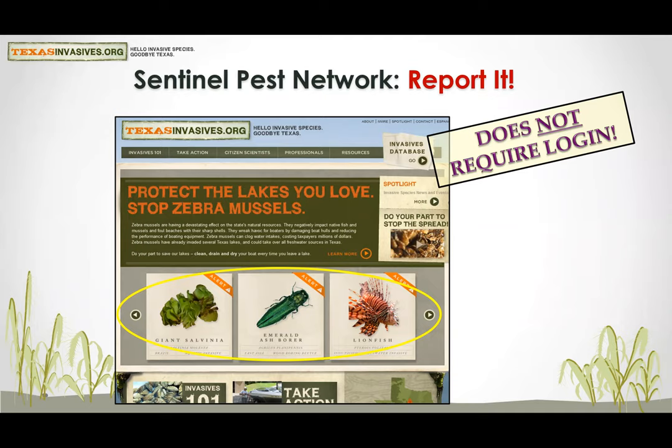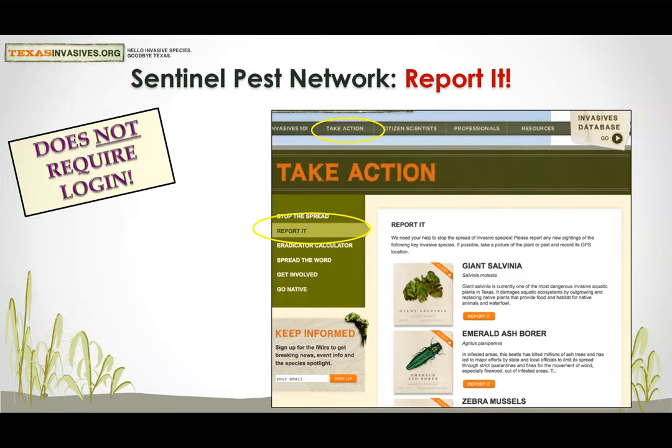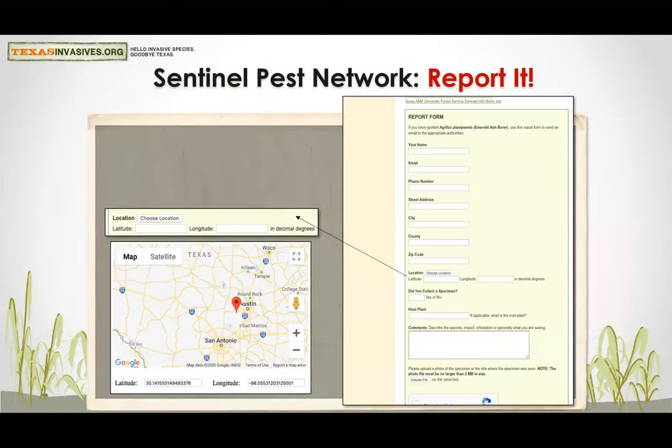Those are all sentinel pests that we want you not only to try and manage, but definitely report to us as well. You can easily do that by scrolling and clicking here, or you can go to the Take Action tab and then click on Report It, and you can scroll the webpage there for one of the 24 species that you're trying to report. Again, it does not require login to do this, because these pests we really want to keep an eye on. So we want to make it accessible to everybody to help us out.